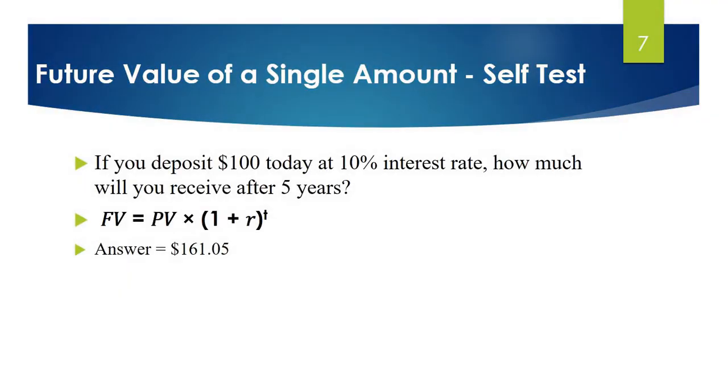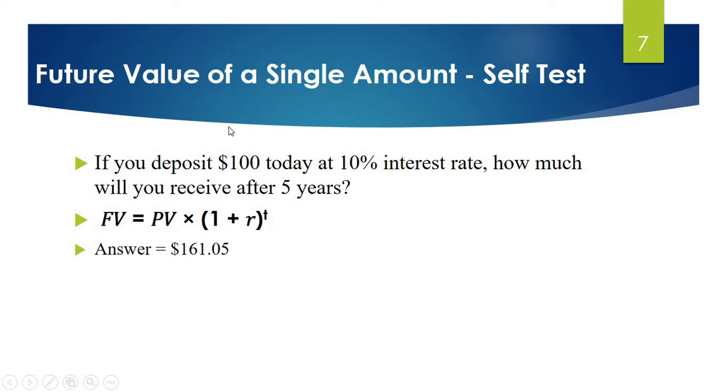Now let's look at future value of a single amount with an example. Suppose you deposit $100 today at 10% interest rate. Now the question is how much you will receive after 5 years. If you apply compound interest rate, your future value will be 161.05. So if you apply it in the formula, future value is equal to present value into 1 plus R to the power T.